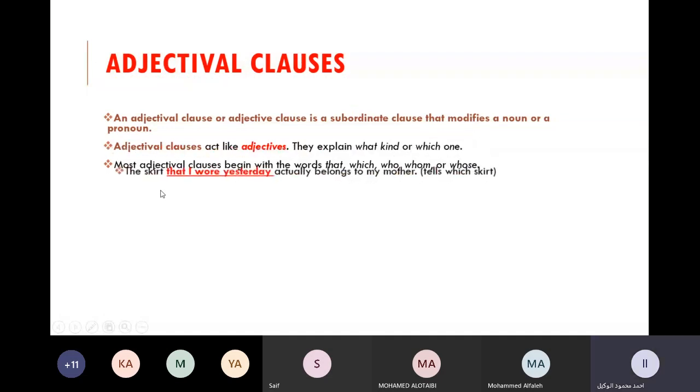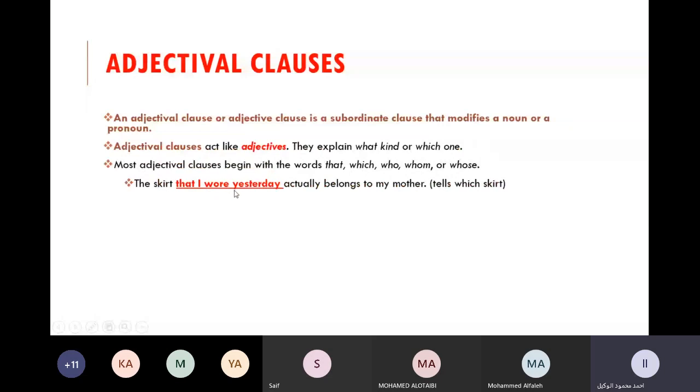For example, when I say, the skirt that I wore yesterday actually belongs to my mother. So here we have that I wore yesterday. The whole of this clause, we call it the subordinate clause. Why? Because that I wore yesterday doesn't give me a full sentence, a full meaning, or a full information. And we only brought that I wore yesterday to describe which skirt. I wore a skirt. What skirt are you talking about? The one that I wore yesterday. Okay?